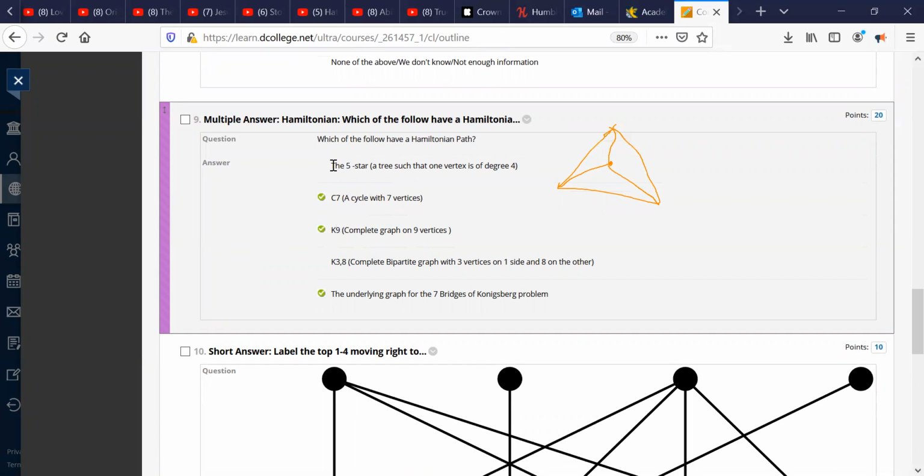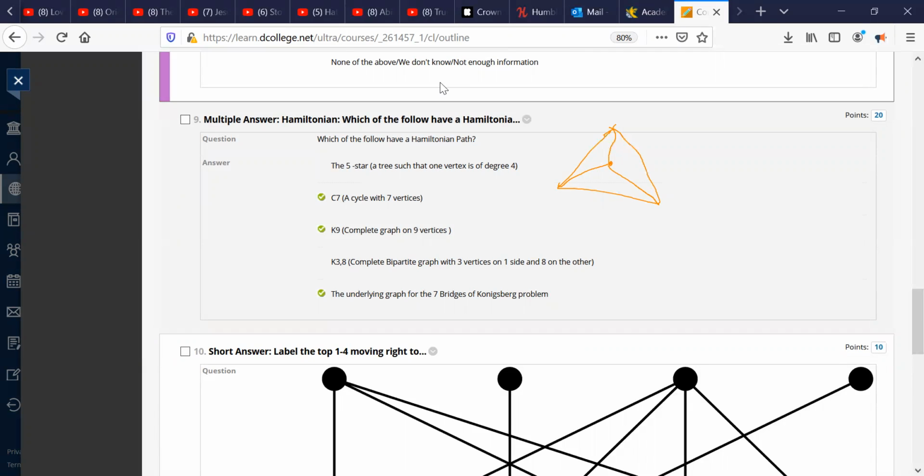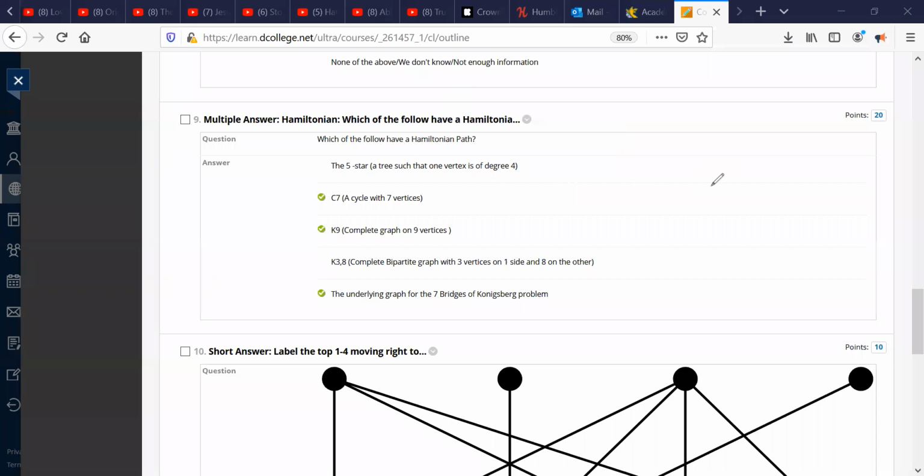A tree, a 5-star tree, is obviously not going to do it if you just draw what it looks like. So it's going to look like this. If you start off in the middle, then you can only go out to 1. If you start off on one of the edges, you can go into the middle and then out to 1, but then you're not going to touch any of the other 3 outsiders.